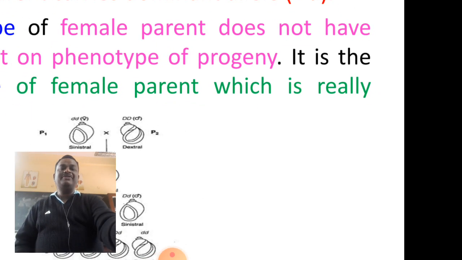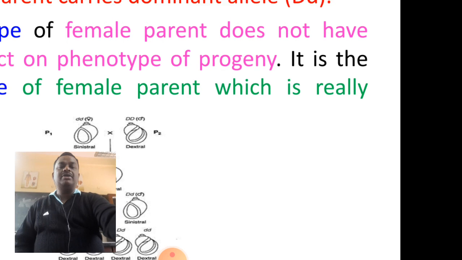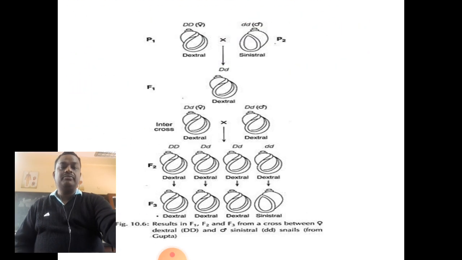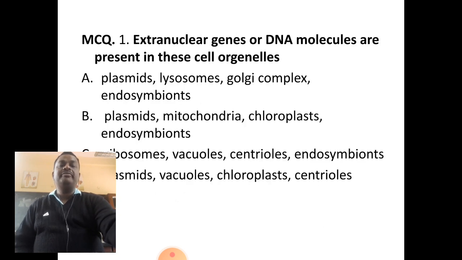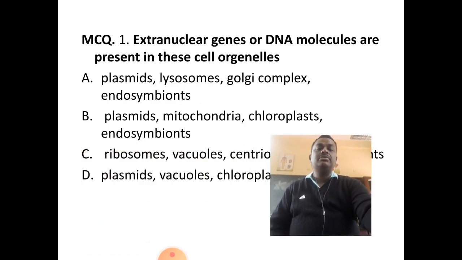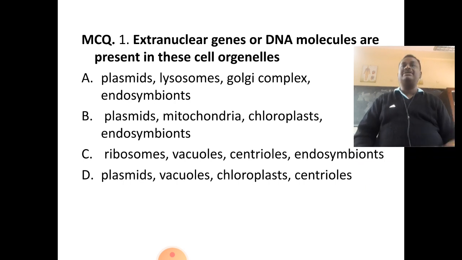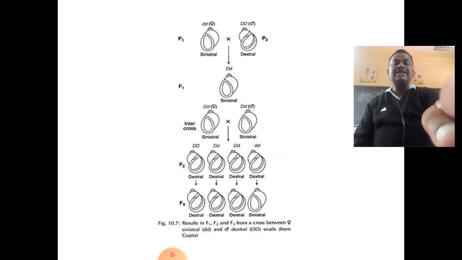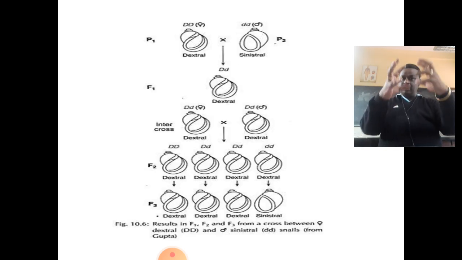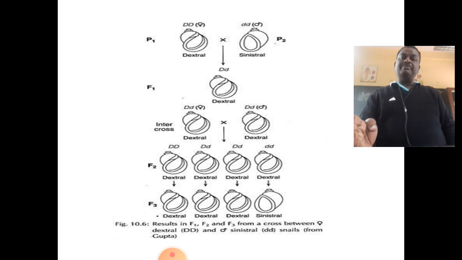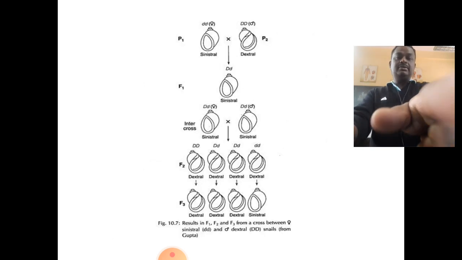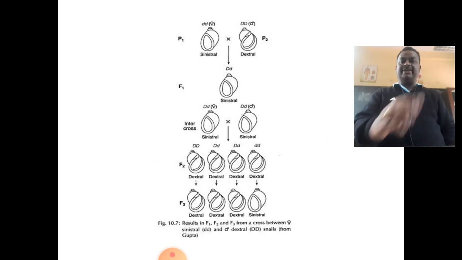So, with this we are completing the concept of coiling of shell pattern in Limnaea. The earlier two slides show how the complete crosses are, between the mother when it is dextral and the mother when it is sinistral in the next slide.